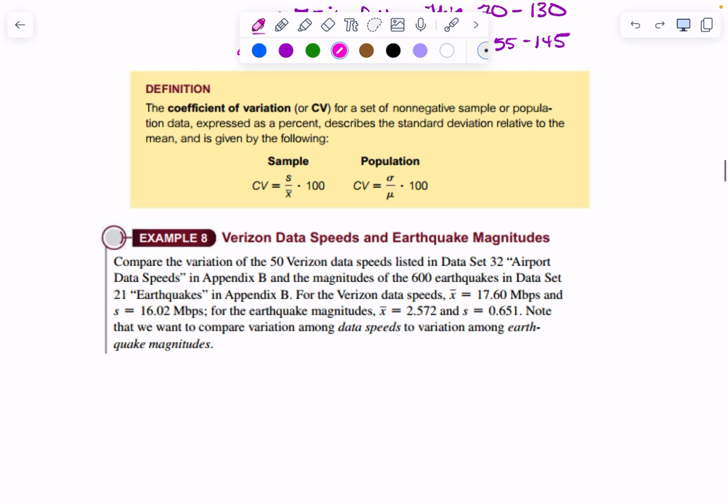The last concept, number 3, right? I told you 3 main concepts. This is number 3, and this is something called the coefficient of variation. Okay, the coefficient of variation. All right, here we go.